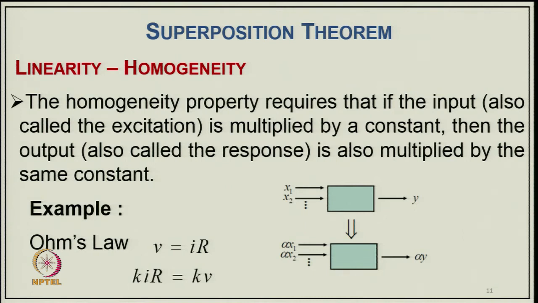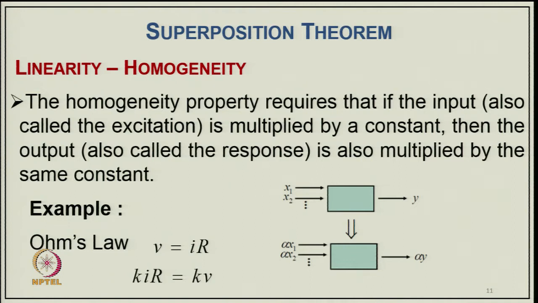The homogeneity property requires that if the input, also called the excitation or the source, is multiplied by a constant, then the output, also called the response, is also multiplied by the same constant. As you can see here, we have, let us say, x1, x2 and many inputs, and the output is y. So, if you multiply the inputs by alpha, alpha x1, alpha x2 and so on, then the output will be alpha y.